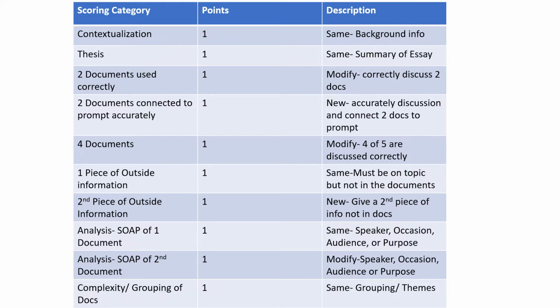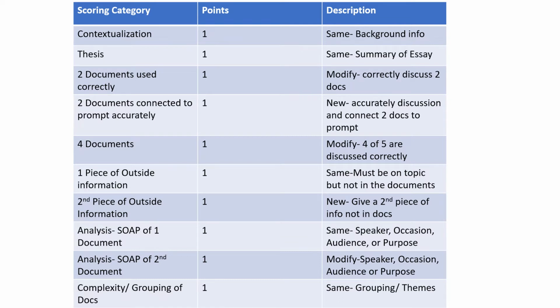Okay, so they're giving a point which is slightly modified. They're only requiring 2 documents to be correctly discussed to get 1 point. And you get a second point if those 2 documents, or if 2 out of your 5 documents, are a really, really good, accurate discussion and connected to the prompt really well. Now, they have a second point. This is a modification. Well, they have a second point for getting 4 out of 5 discussed correctly. So on the original DBQ rubrics, you only got 1 point for document discussion. That was it. So 6 out of 7 documents had to be discussed correctly, 1 point.